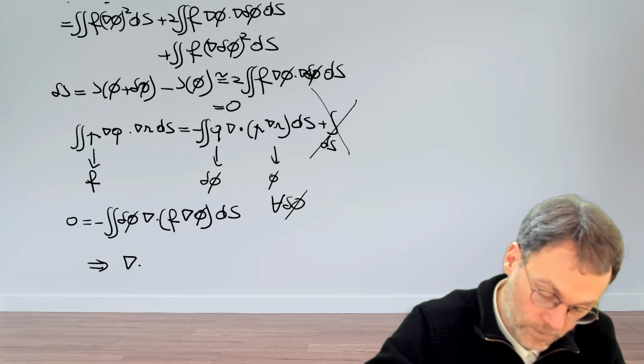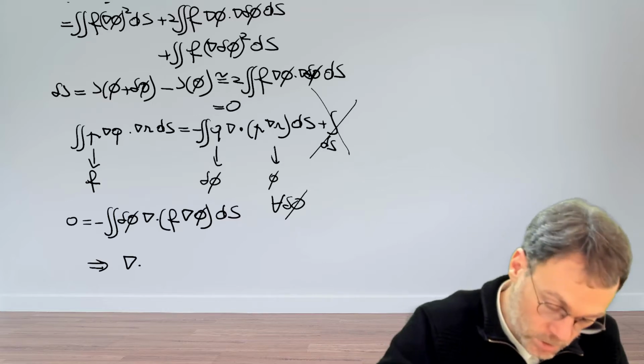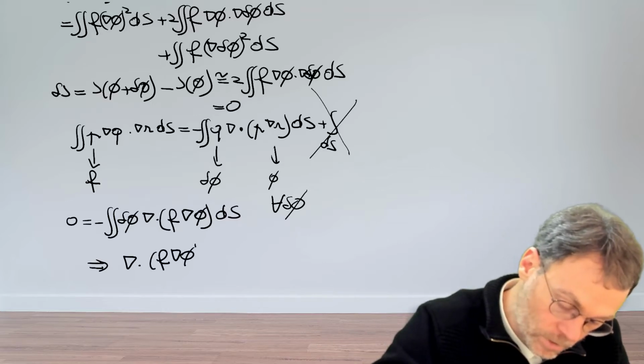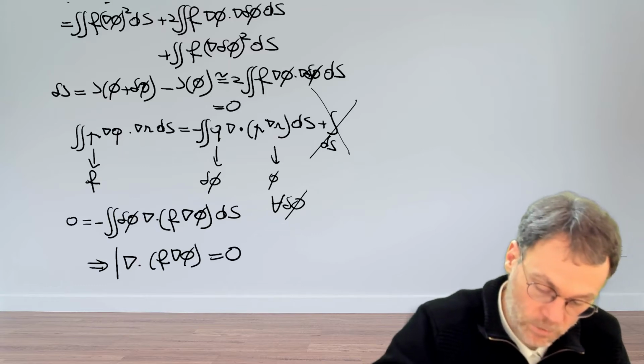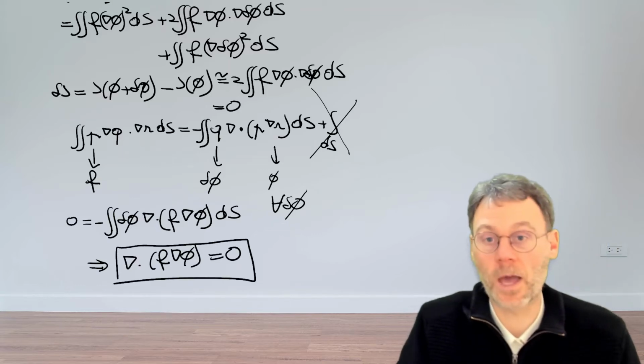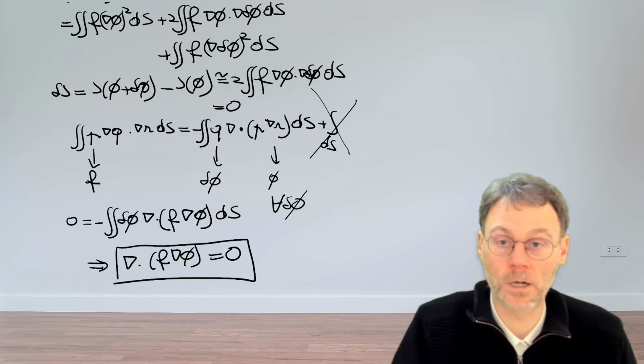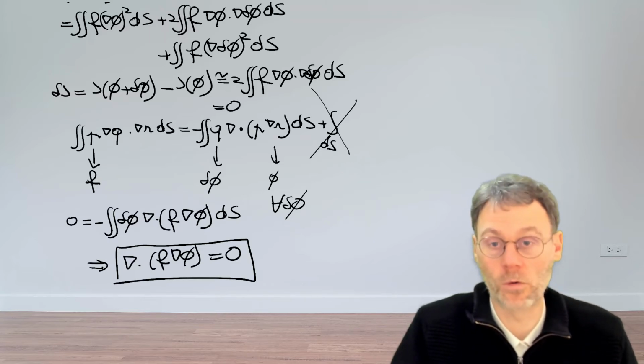So we should have that the divergence of f gradient of phi is equal to 0. So there we have our Euler-Lagrange equation for our variational expression.